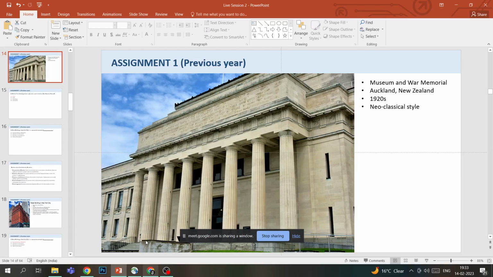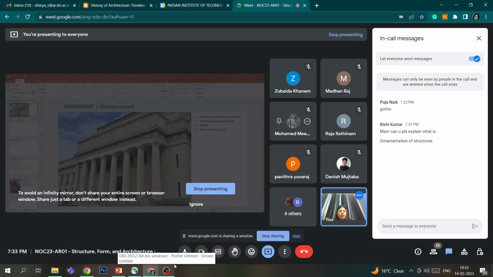You are ornamenting the structure from outside. The basic structure exists, and then you are ornamenting the structure from outside. This is what ornamentation of structure is.